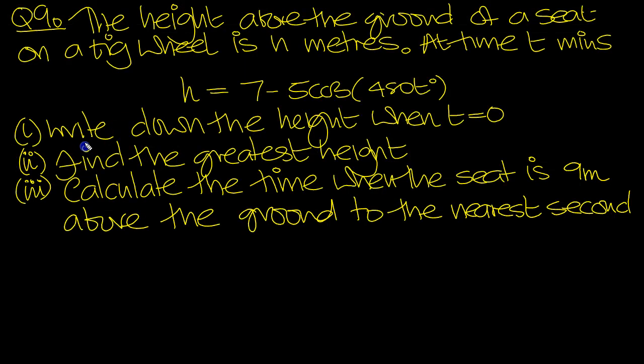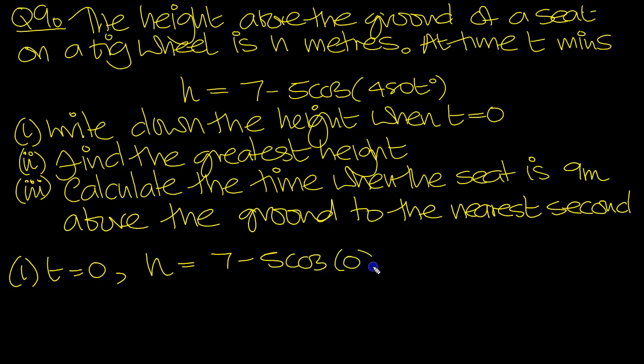Okay, here's the question here. I've paraphrased it above. Okay, part 1. Write down the height when t is 0. h is equal to 7 minus 5 cos 0. Cos 0 is 1, 7 minus 5 is 2. So that would be 2 meters, wouldn't it?